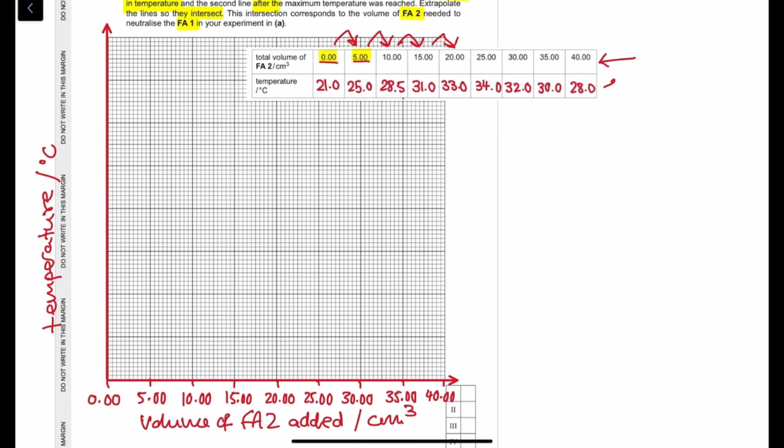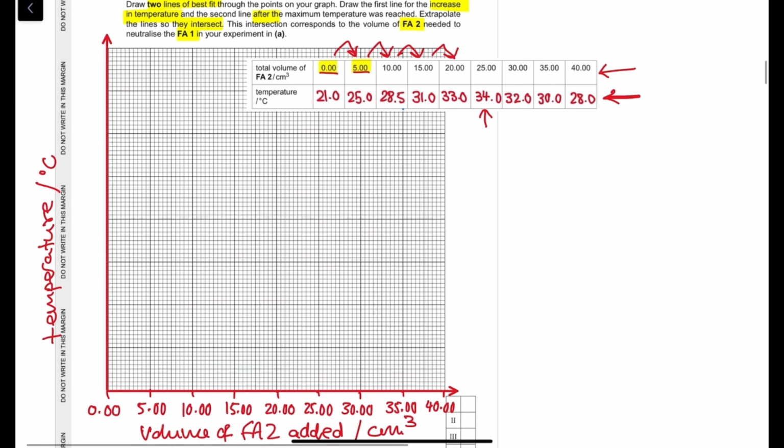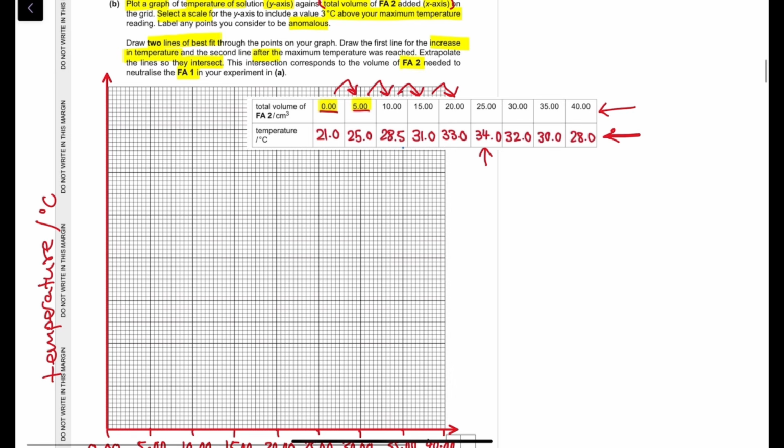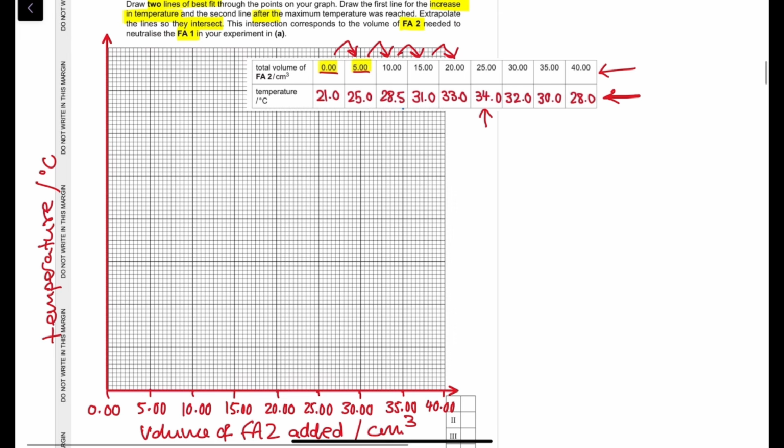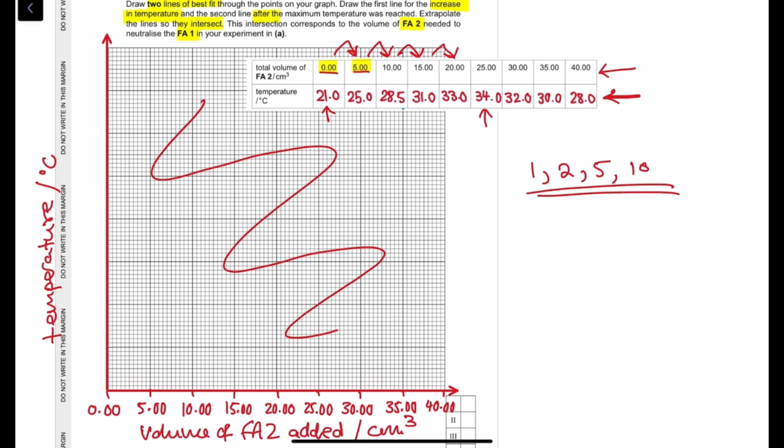If we look at our temperature, we may want to make sure we can include up to 37 degrees Celsius, because it did ask us to ensure that we can include a value of 3 degrees Celsius above our maximum temperature, and we must include our smallest temperature of 21 degrees Celsius. Now this may take you some time to figure out, but always think of the basic scales you can use. So you can go up in 1s, in 2s, in 5s, in 10s. These are the most common ones, but you have to make sure that your scale isn't too big because you want to fill in at least half of the graph.